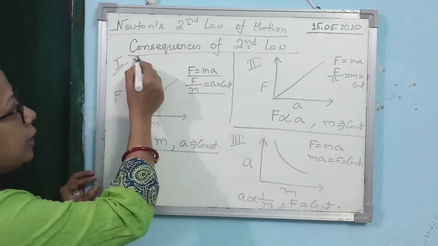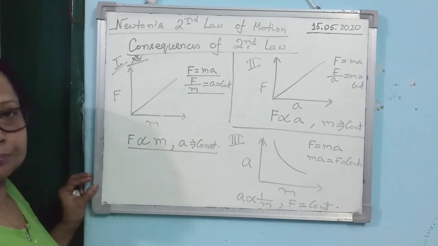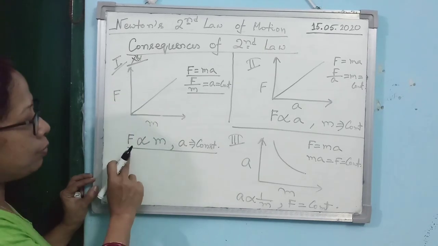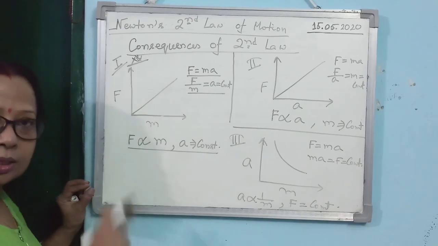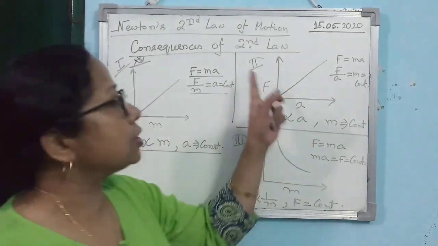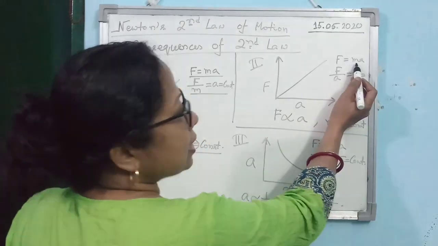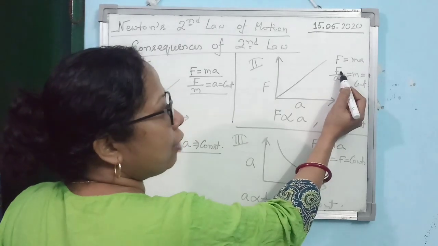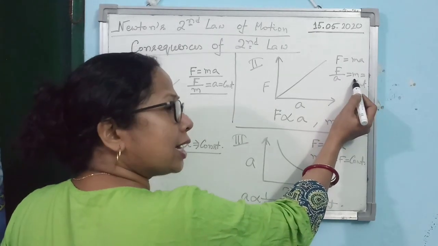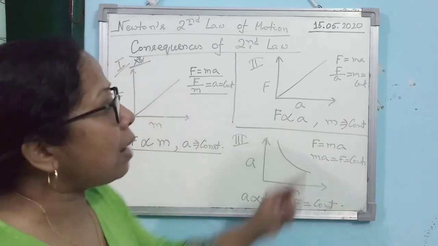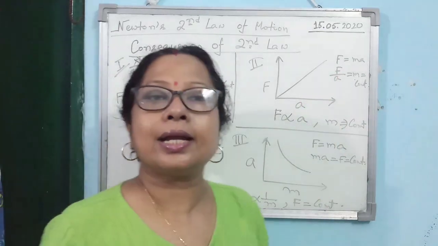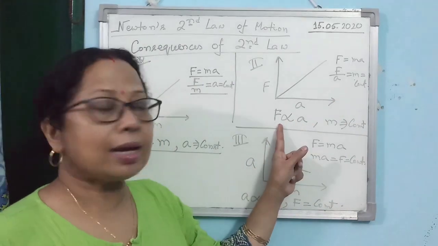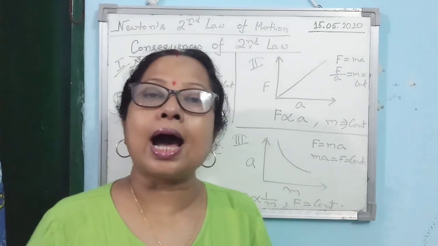A very important topic for the board exam. Is that clear? So what you have to learn is the graph, and you have to at least remember this equation. Then, next, the second consequence. Again, force is mass into acceleration. So if I take acceleration to this side, it becomes F by a equal to mass. Let us consider mass is constant. Then the ratio of force and acceleration becomes constant. So what conclusion can you make? That force and acceleration are proportional.